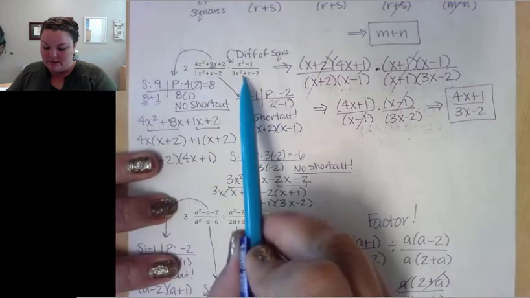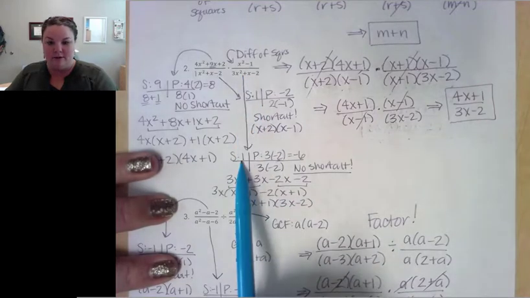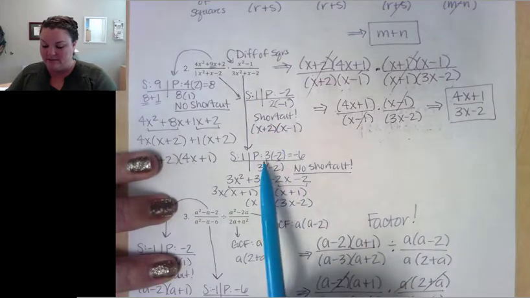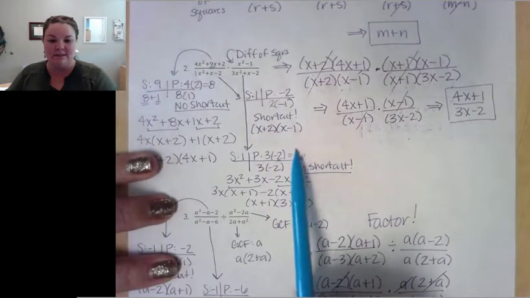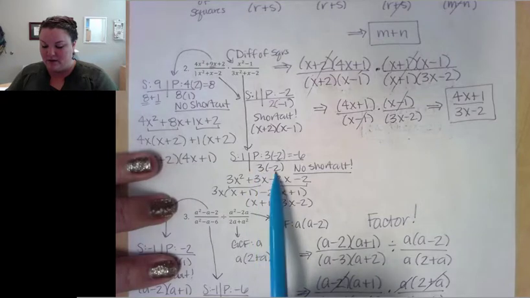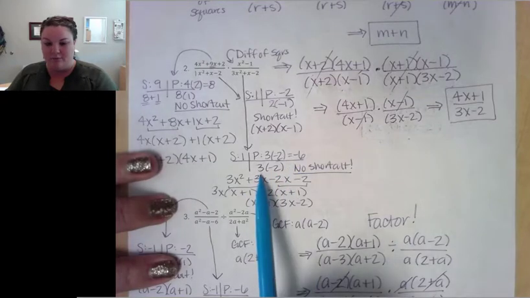So our middle coefficient is a 1, so that's my sum. My product is my first coefficient times my last coefficient. So 3 times negative 2 means I have a product of negative 6. And I'm actually going to use 3 and negative 2 because that's the pairing that gives me a product of negative 6 and a sum of 1.